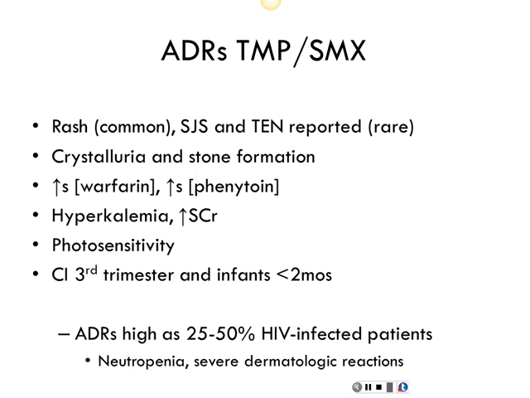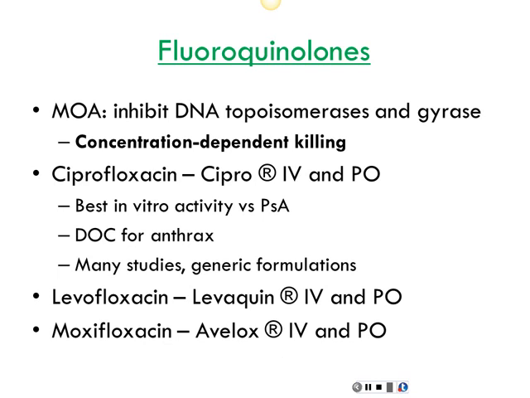Okay. Fluoroquinolones. We talked about cell walls with beta-lactams. Then we talked about our folate inhibitor, Bactrim, and now we're going to start talking about DNA gyrase. So, okay, never mind. We'll talk about DNA gyrase, and then we'll talk about ribosome inhibitors.